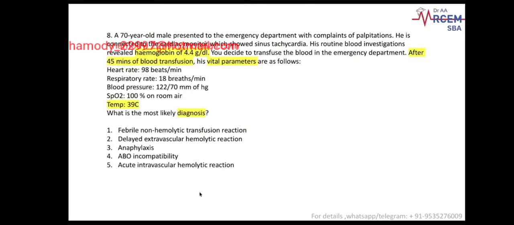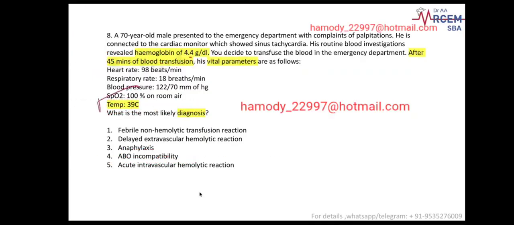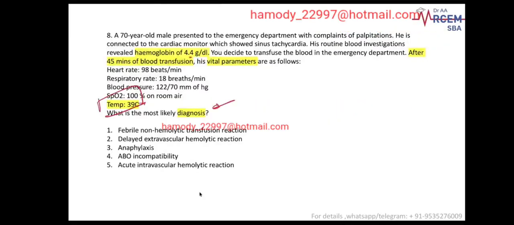A 70 years old with a hemoglobin of 4.4 grams. After 45 minutes of transfusion, vital parameters are shown here. Only the temperature is on the higher side. What is the diagnosis they are asking?